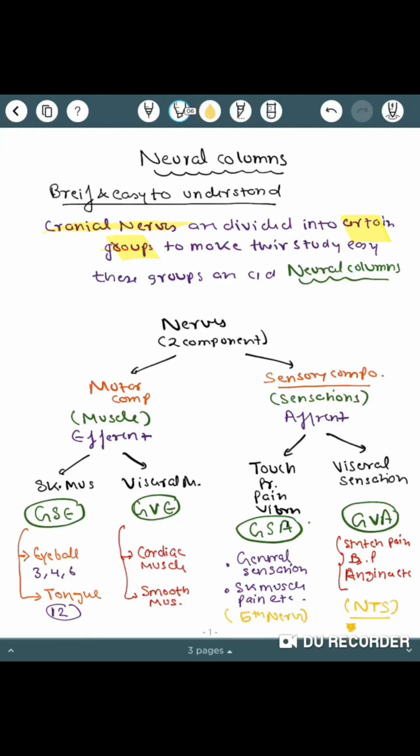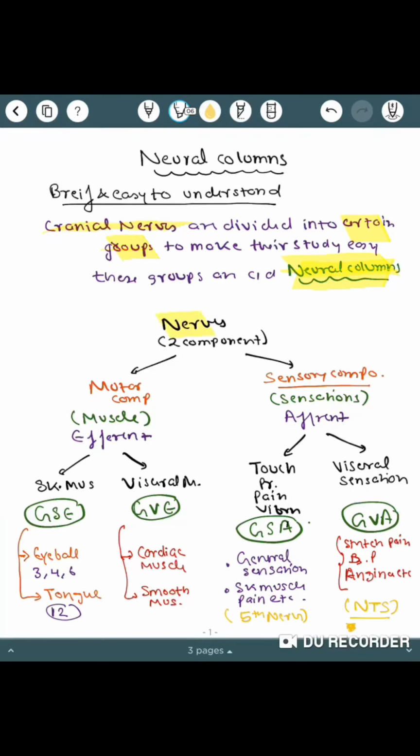Neural column is one of the most confusing and difficult topics to remember and to learn. So here we will discuss it in a very simple way and we will try to learn all the neural columns very easily. So first of all, what are neural columns? As you can see in the definition, cranial nerves are divided into certain groups to make their study easy. These groups are known as neural columns. So the group of cranial nerves are known as neural columns.